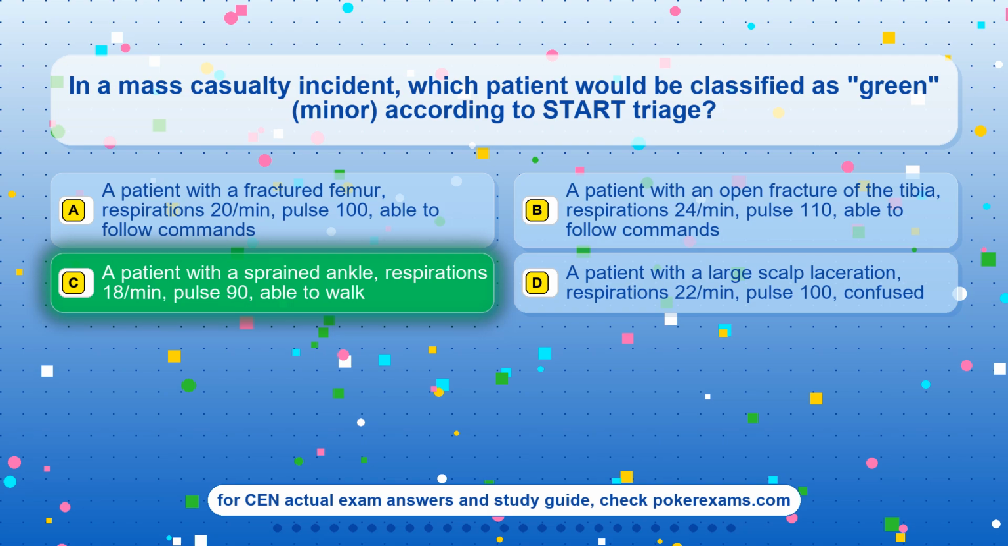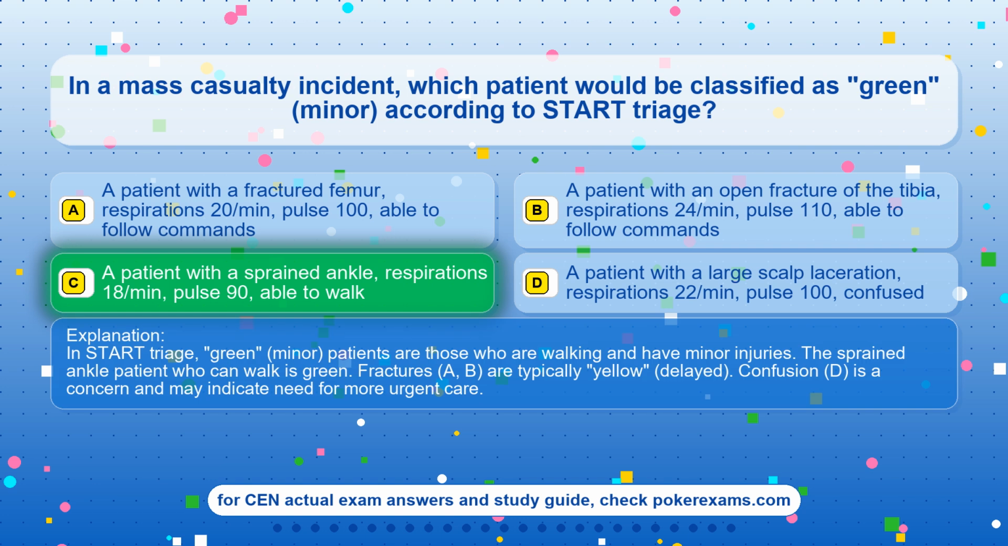The correct answer is option C, a patient with a sprained ankle, respirations 18 per minute, pulse 90, able to walk. In START triage, green, minor, patients are those who are walking and have minor injuries. The sprained ankle patient who can walk is green. Fractures, A and B, are typically yellow, delayed. Confusion, D, is a concern and may indicate need for more urgent care.